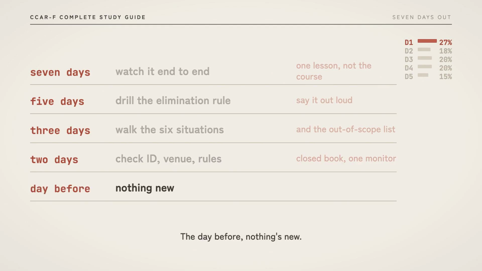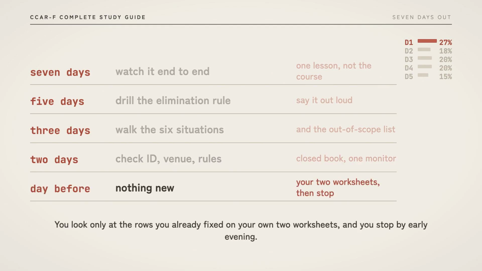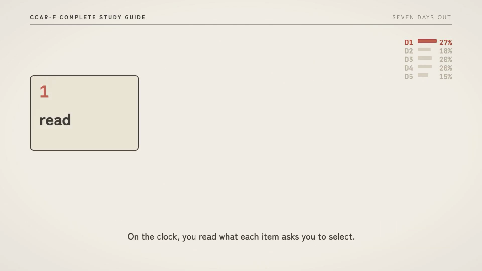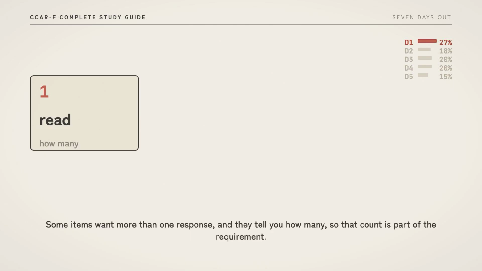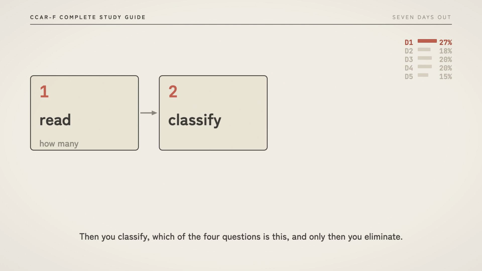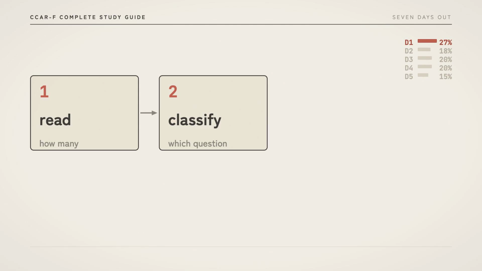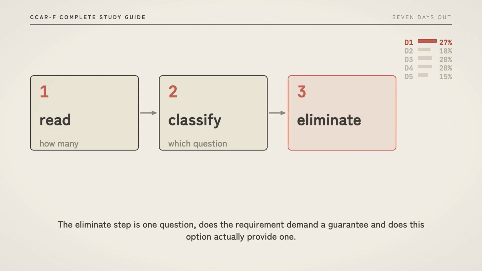The day before, nothing's new. You look only at the rows you already fixed on your own 2 worksheets, and you stop by early evening. On the clock, you read what each item asks you to select. Some items want more than one response, and they tell you how many, so that count is part of the requirement. Then you classify which of the 4 questions this is, and only then you eliminate. The eliminate step is one question. Does the requirement demand a guarantee, and does this option actually provide one?